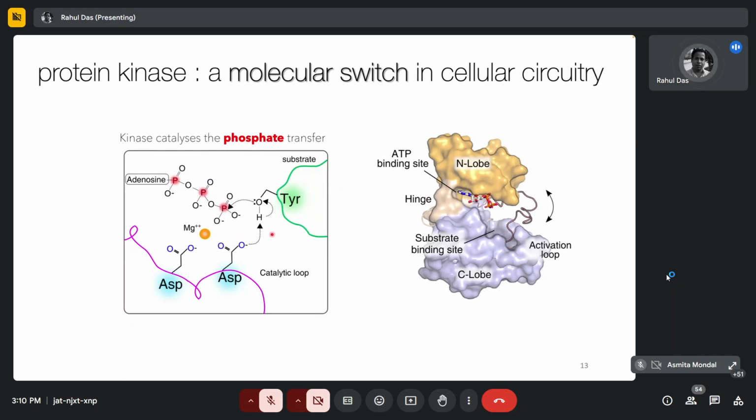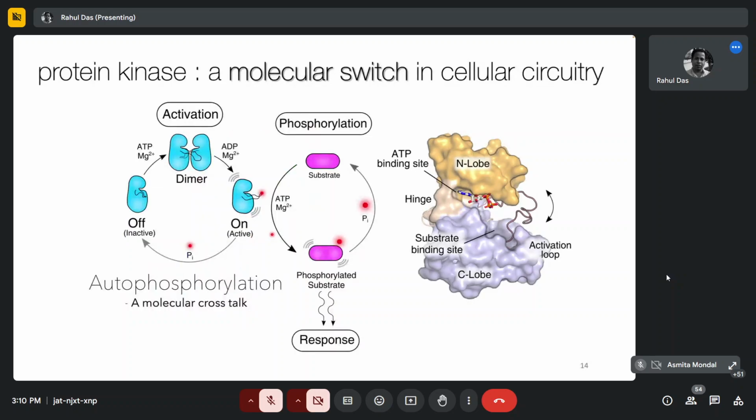All right, so we then call this molecule a switch, or these are called molecular switches in a cell. How is it? In the off state, these molecules are inactive, and when a signal comes in, these molecules bind, dimerize, and turn on, and they start phosphorylating the target protein and turn into an on state. This is how a signal functions as a switch.